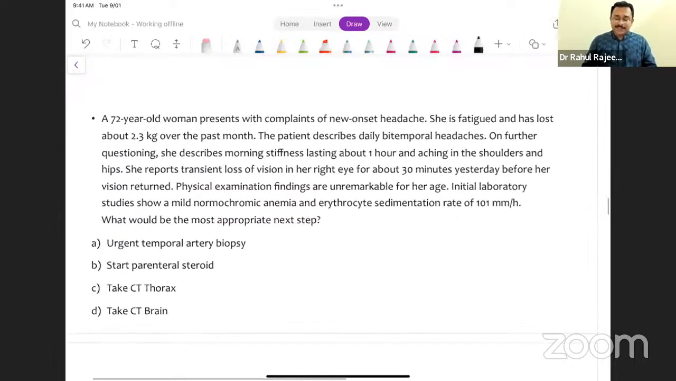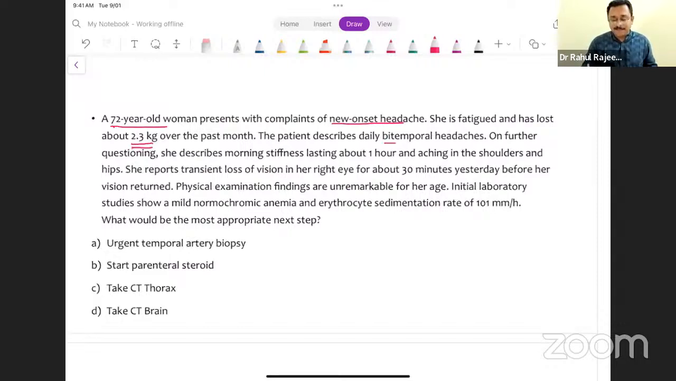Okay. Next question, 72-year-old woman presents with complaints of new onset headache. So it is an elderly patient with a new onset headache. She is fatigued and has lost 2.3 kg of weight over the past 1 month. So as a clinician, this tells me that there is some sort of a systemic illness, which may be an inflammatory condition, or it could be a malignancy. There is a weight loss or a chronic infection also is possible. But let's see the remaining part of the question.